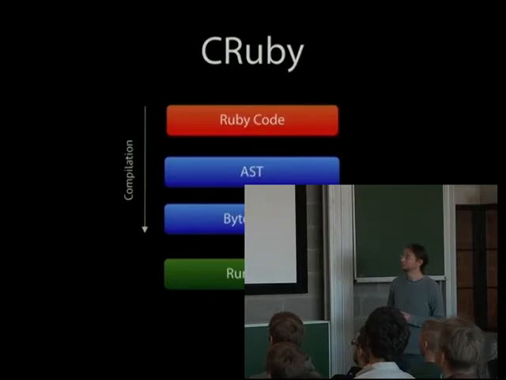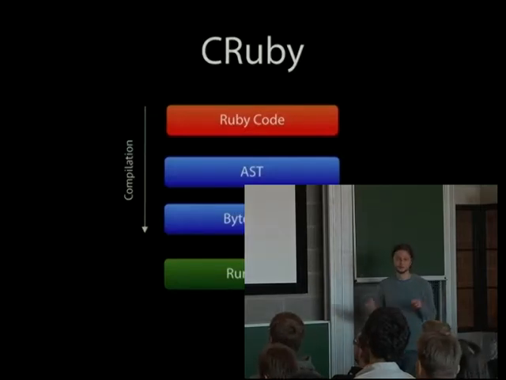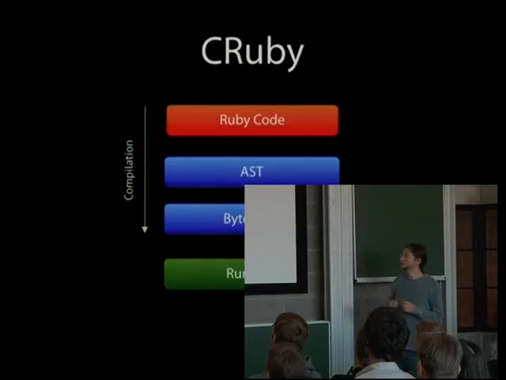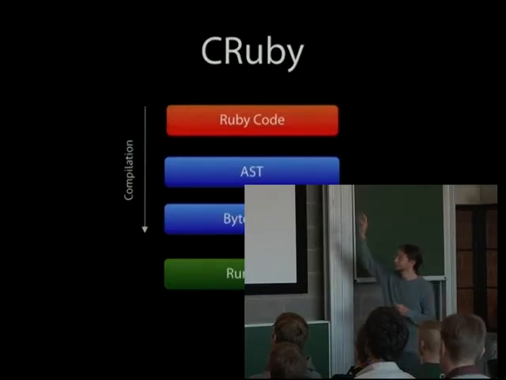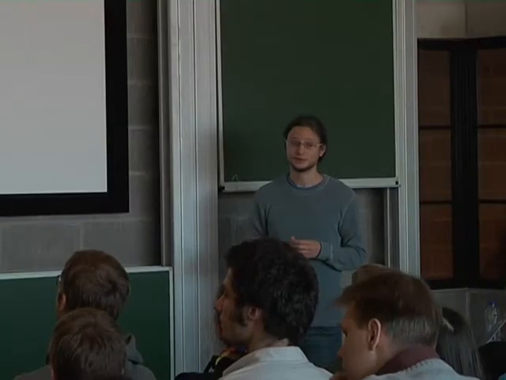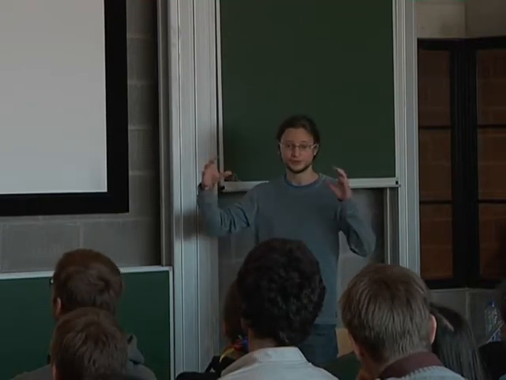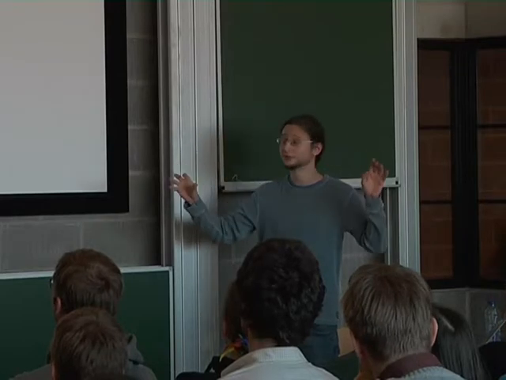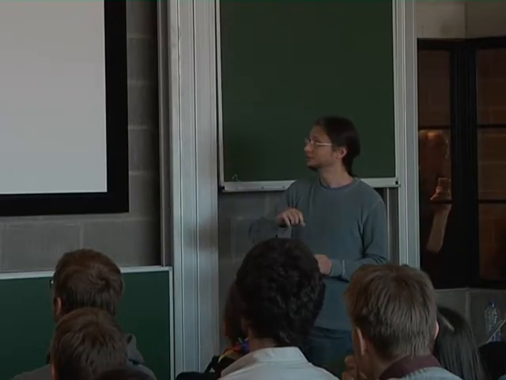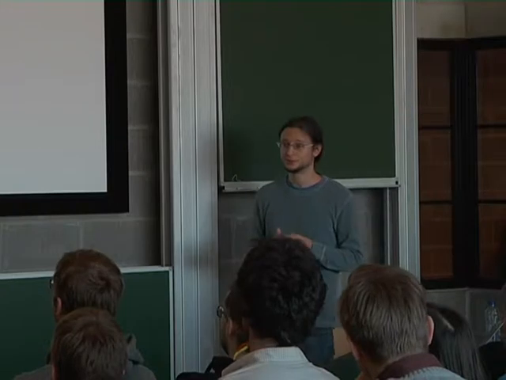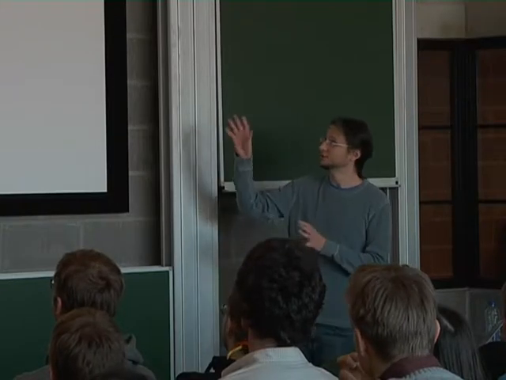And the standard Ruby, we call it CRuby because it's written in C. A lot of other Ruby implementations are written in C anyway, so it's kind of weird. But the main implementation of Ruby works like this. You have Ruby code that's compiled into an AST by a parser. And the AST is the abstract syntax tree, some sort of a tree of elements from the code. And then it's compiled into a bytecode for a very small virtual machine. That's how CRuby works.